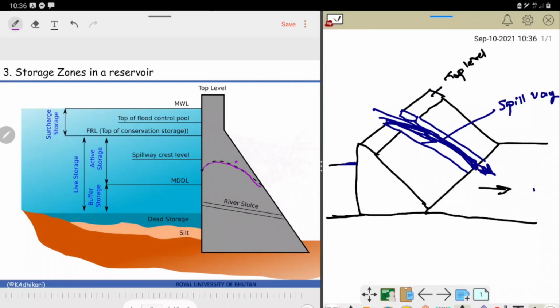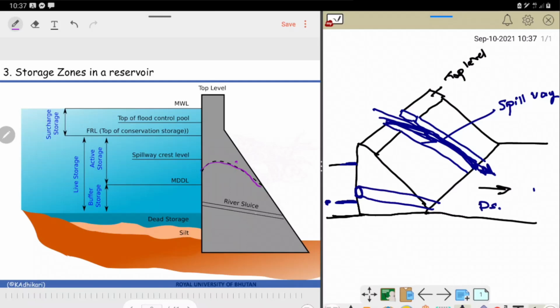Okay, and the next one is the river sluice. Now the river sluice is constructed just over the dead storage. So let me say, this is the top level of the dead storage. Here there is some kind of gate or an inbuilt structure inside the dam that is connected to the downstream of the dam.